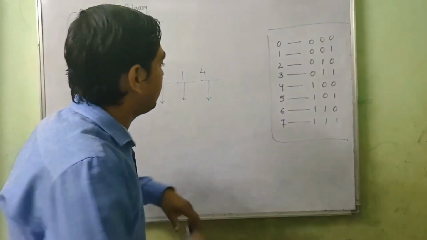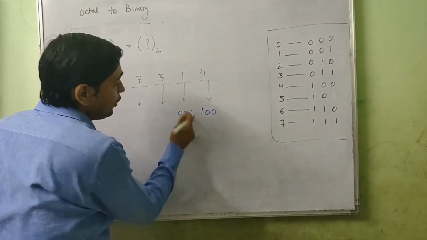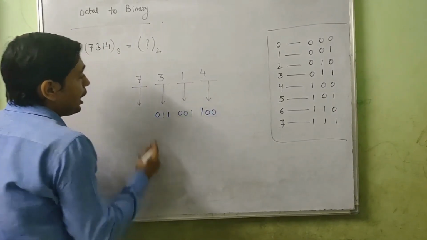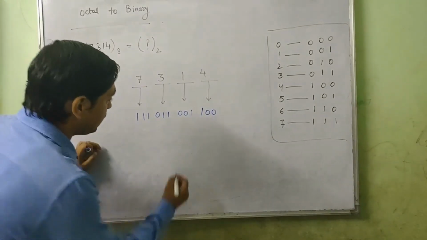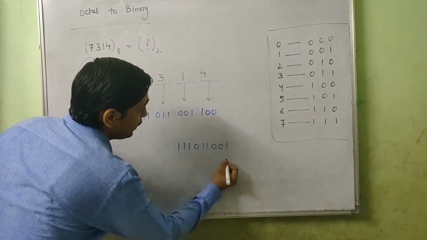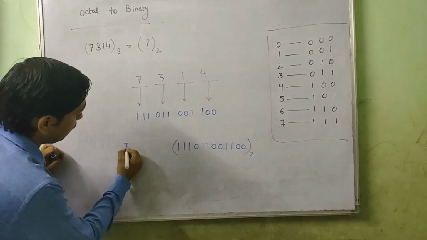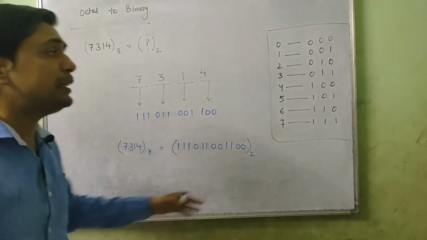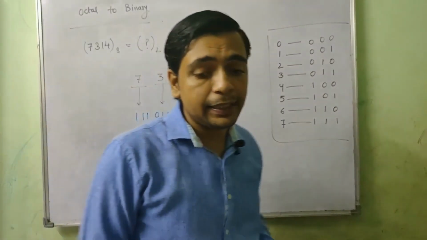So what's the binary of 4? It's 100. Binary of 1 is 001. You will always write 3 digits. Binary of 3 is 011 and binary of 7 is 111. Now just note down these binary numbers. So it is 111 011 001 100. This is the corresponding binary of the given octal number. See how easy it is. As I told you, if you remember this, you can do it in one line. No need for any calculation or anything like that.